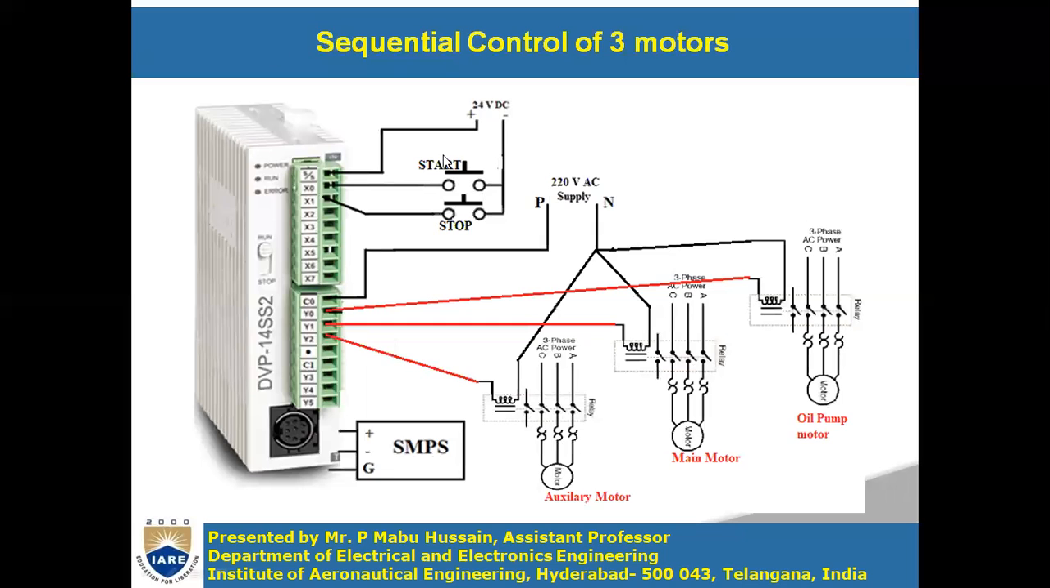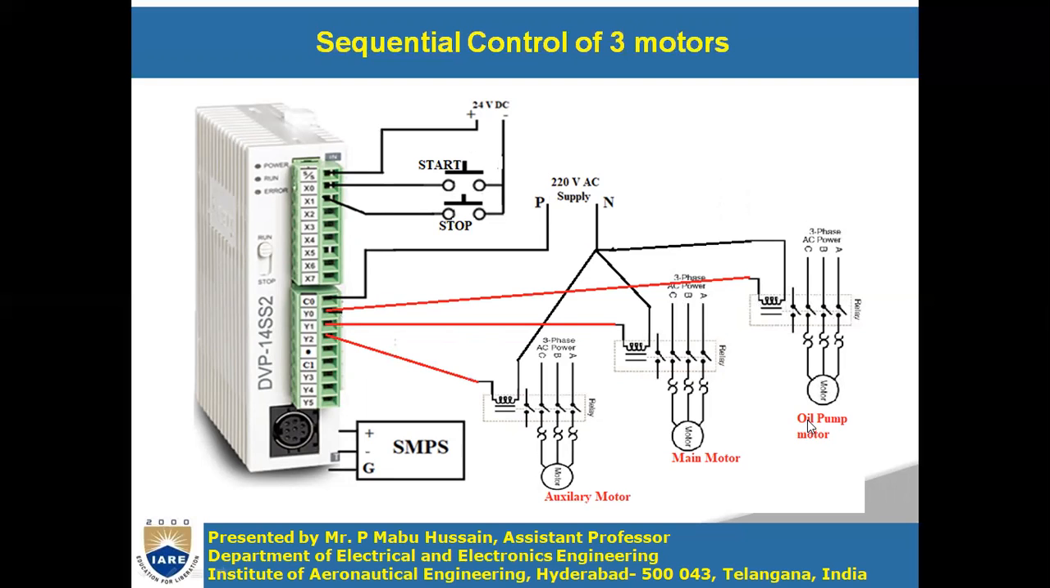Whenever I press the start button, Y0 has to energize first, so that whenever Y0 is on, the 220 volt supply will be given to this coil. So this will energize the coil. Whenever this coil energizes, these 3 poles will close and this oil pump motor will start running.